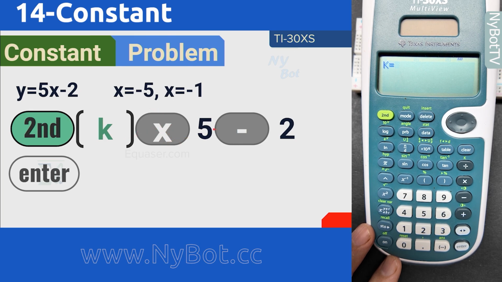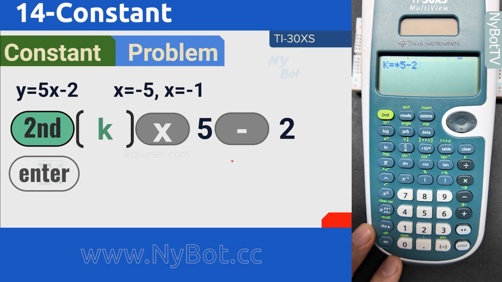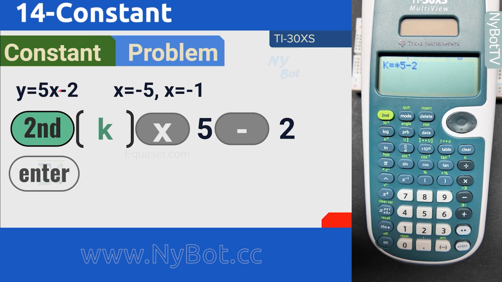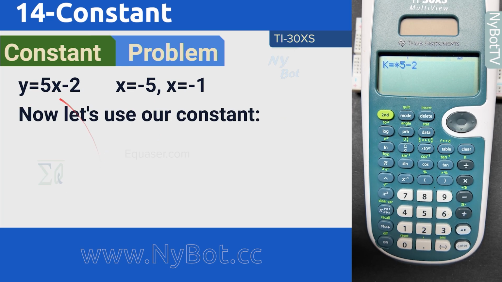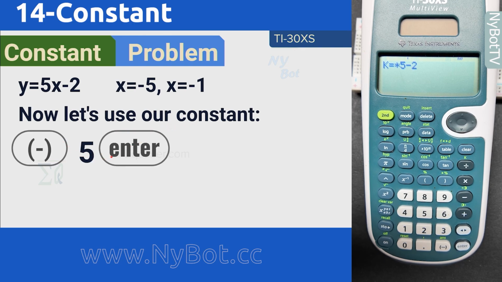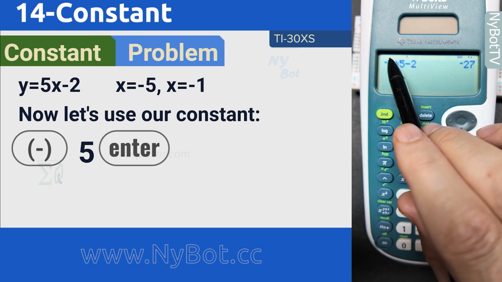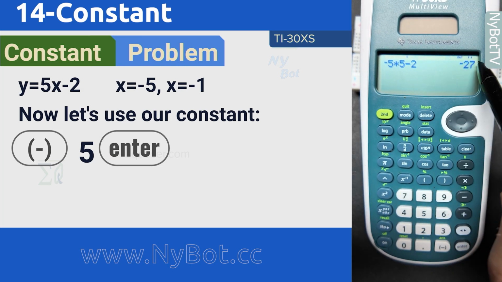So x times 5 minus 2. Clear, times 5 minus 2 and enter. So whatever the value is, times 5 minus 2. Now let's use our constant: minus 5 and enter. It's minus 27, so minus 5 is our x times 5 minus 2.